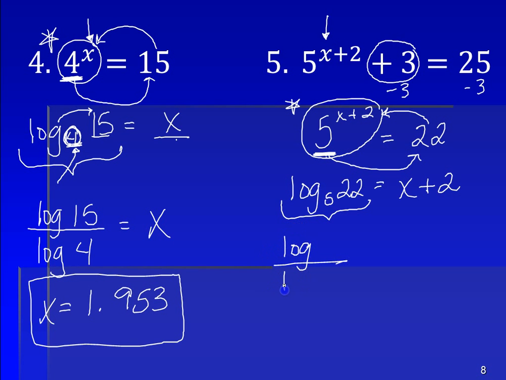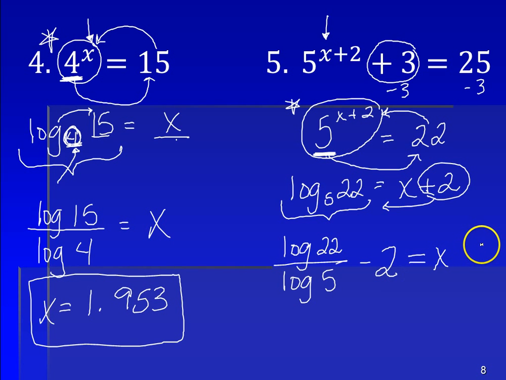We're going to have to do our change of base. So what is this going to look like? Log of 22 over log of 5. And now since this is an x plus 2, how am I going to solve for x? This is going to have to move over, right? So I'm going to have to subtract 2 as well.